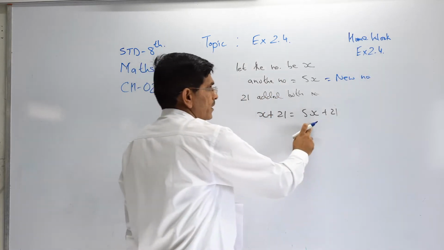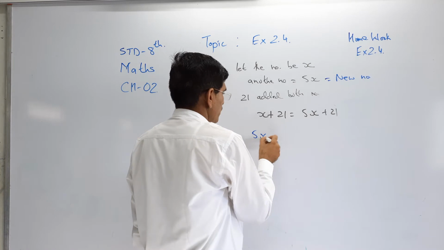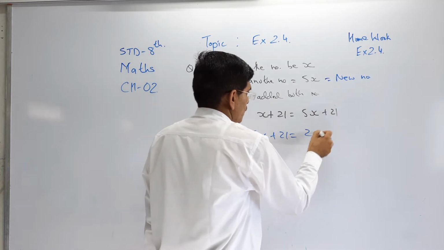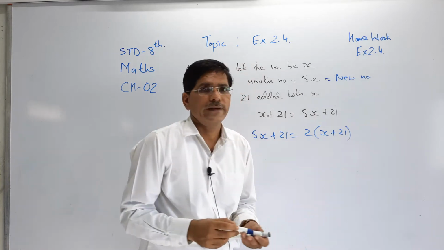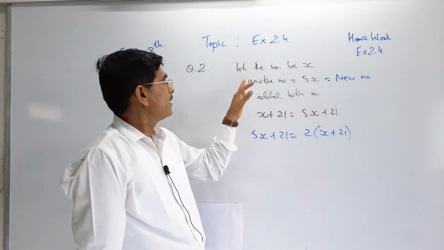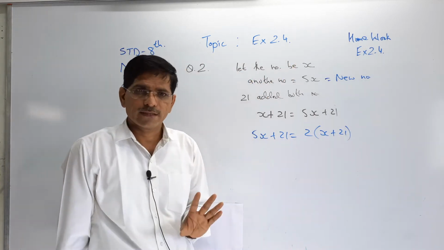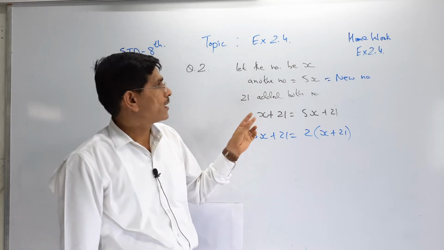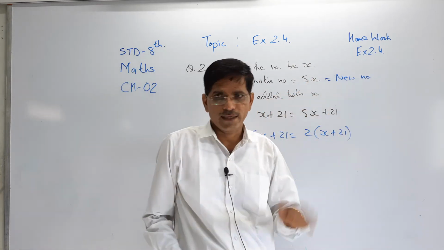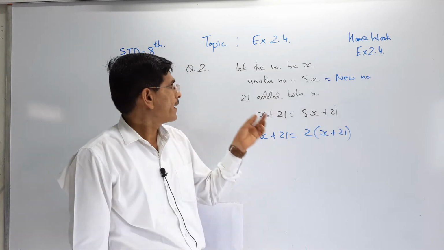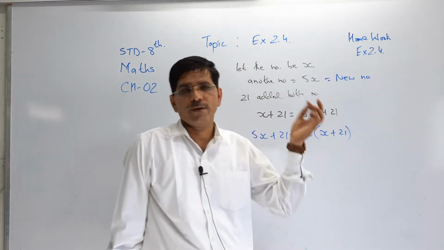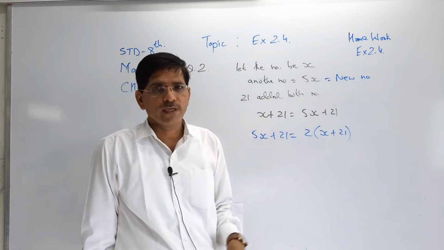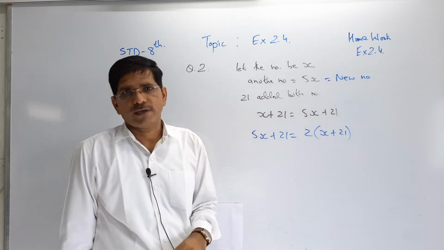Again, the new number is twice the original number. Let the number be x, that is one number. Another number is 5x, that is called the new number. Now 21 is added to both the numbers.